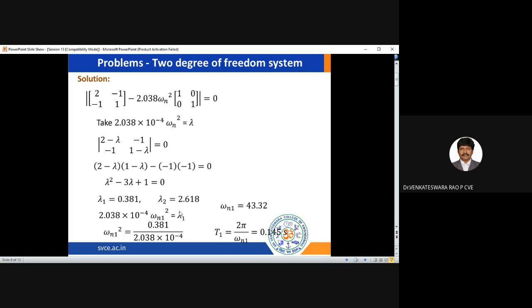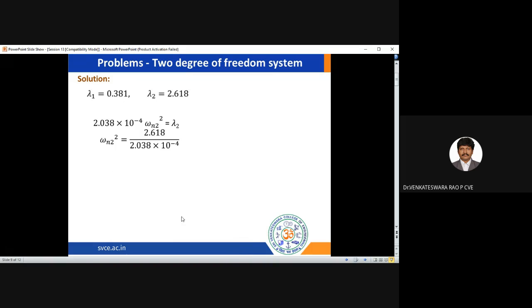Similarly, if I do the lambda 2, if I substitute in this equation, 2.03 10 to the power minus 4 omega n2 square is equal to lambda 2. You do that. Lambda 2 here, I can get the omega n2, right? So 113.56 radians per second. Then time period equal to 2 pi by omega n2, I got 0.055 seconds.